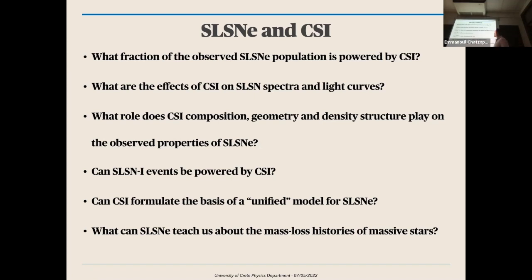Can circumstellar interaction form the basis of a unified model for superluminous supernovae? Whenever I use the term unified in our field, I like to put quotation marks around it because it's quite a strong statement, in my opinion. The idea is that the diversity of all the light curves and spectra that you see is a natural manifestation of different CSI compositions, geometries, viewing angles, and so forth. And what can we learn? How do we decipher the mass-loss histories of massive stars by studying superluminous supernovae?